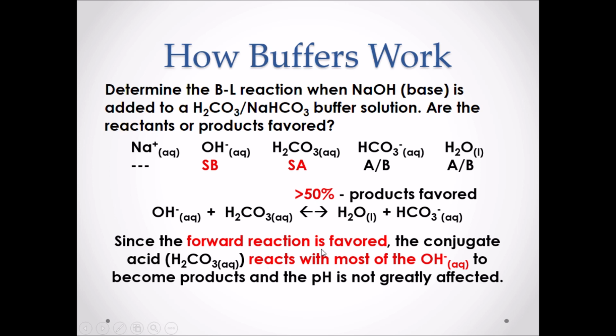Since the forward reaction is favored, the conjugate acid reacts with most of the OH- to become products. Since we are then limiting the amount of OH- in the equilibrium, the pH of the overall system will not be greatly affected.